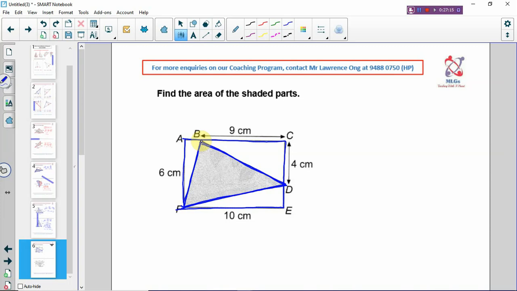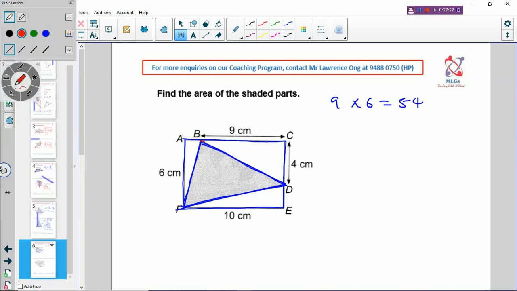Okay, so what's the whole rectangle area? You have the length, which is 9 times breadth, 9 times 6. So the whole rectangle is 54 cm square. Now we have to find one by one all these triangles that we don't want.